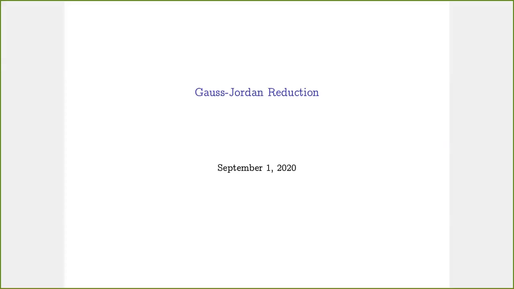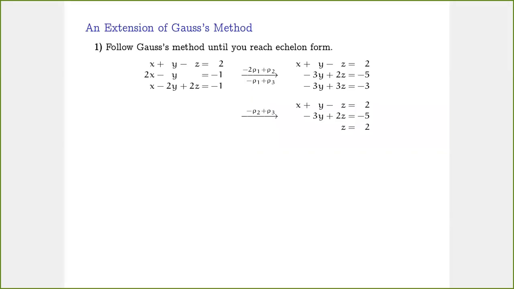The Gauss-Jordan method is an extension or improvement upon Gauss's method. Let's see how it works in an example. Here we have a three-equation, three-variable system.